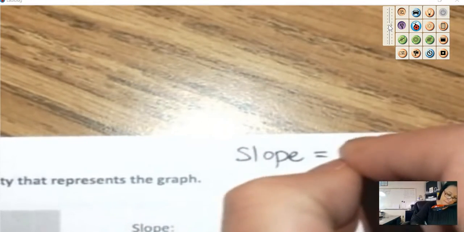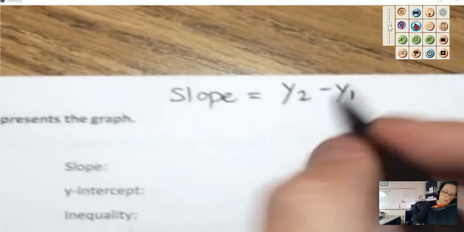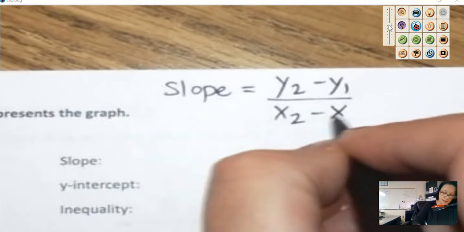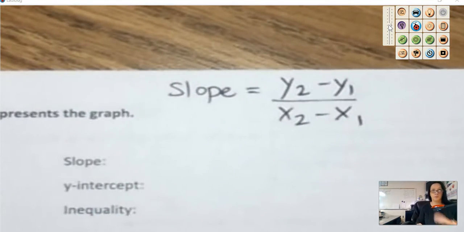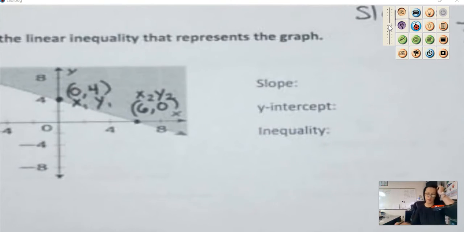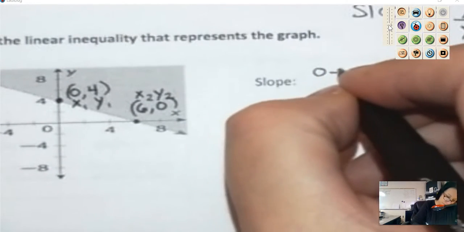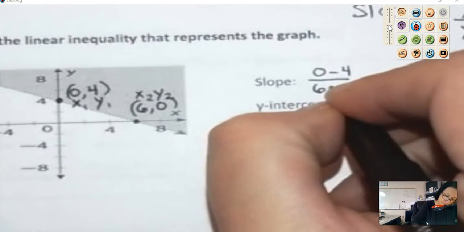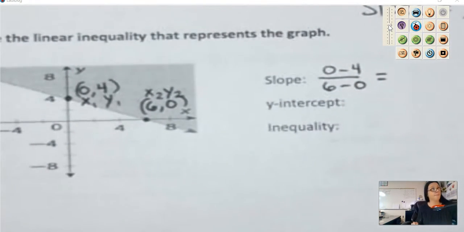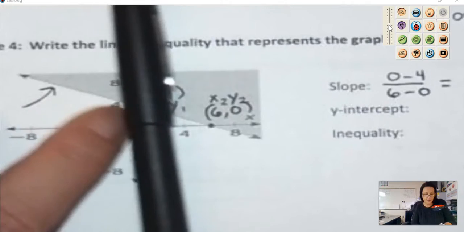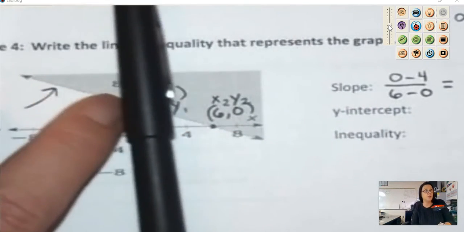Remember, slope is y sub 2 minus y sub 1 over x sub 2 minus x sub 1. Okay, calculate the slope there. And if you look at your line, that line is coming down. It should have negative slope. So when you're done, you should have a negative answer if you did it correctly.